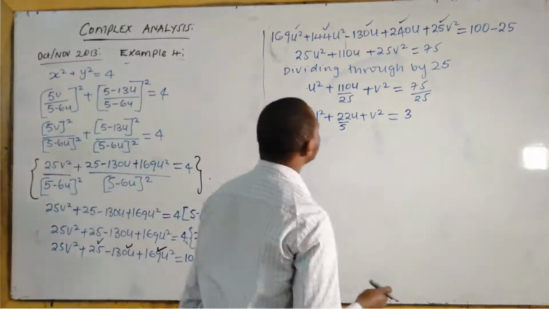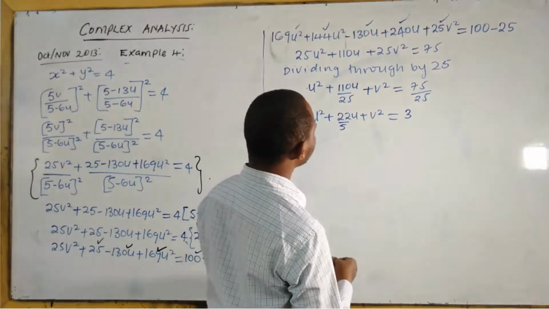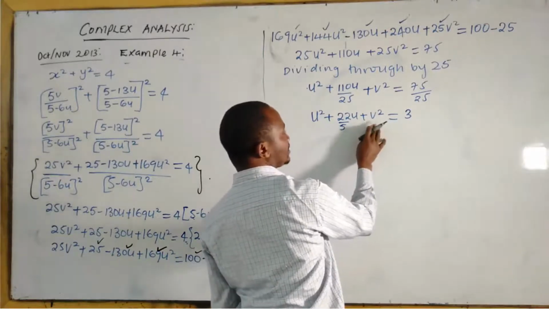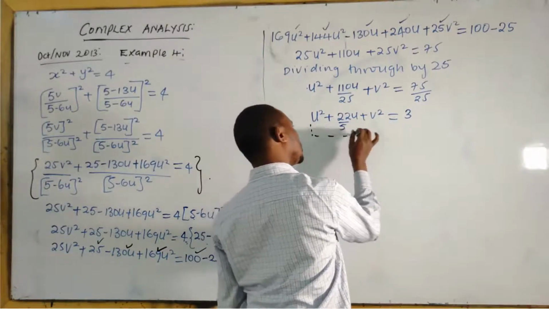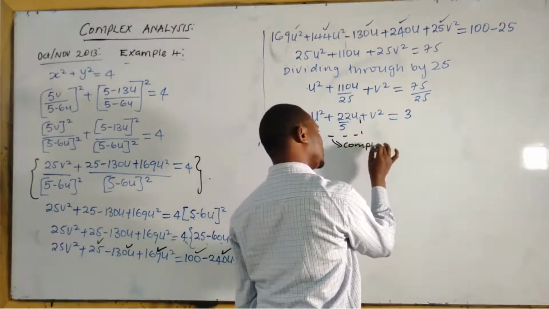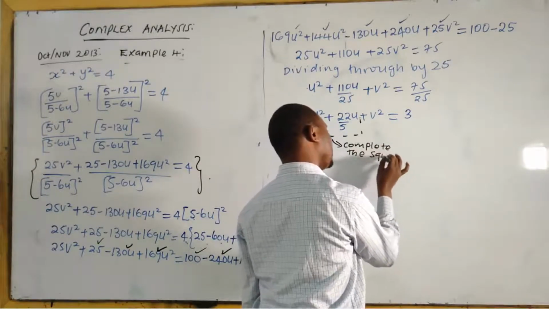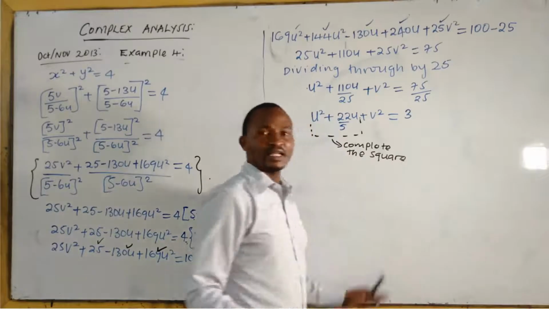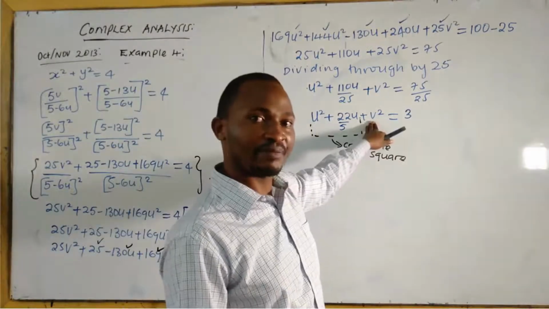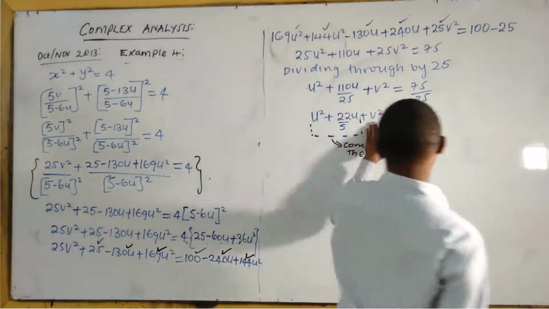So now, completing the square. Let us complete the square here. You see, you have to complete the square so that at the end of it, you can make it a perfect square. V squared is already a perfect square, so there's no square to complete. This one is already okay.